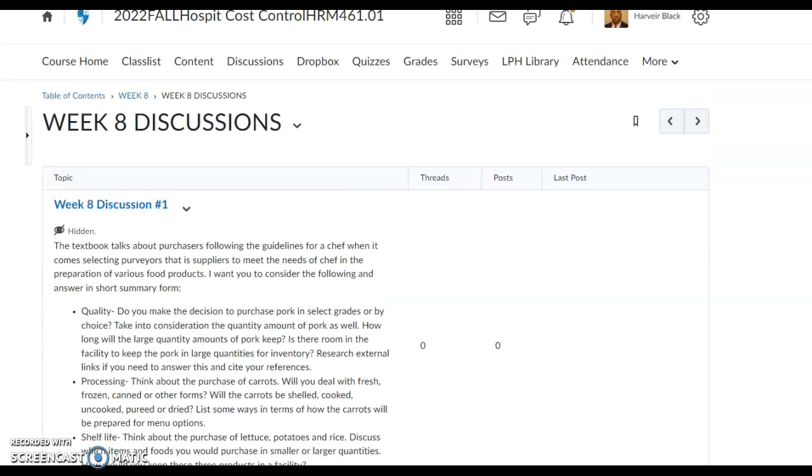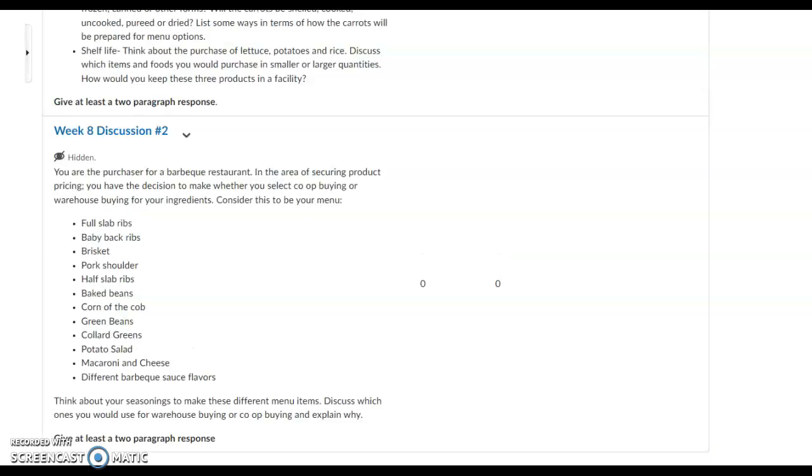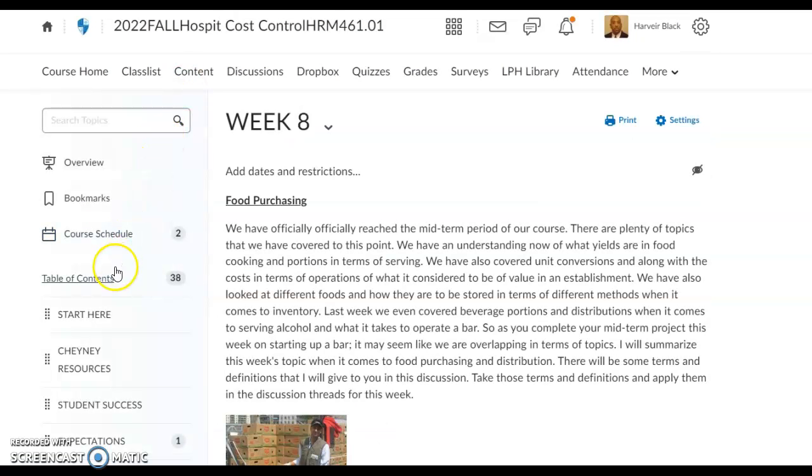Now, your discussion posts, as every week, are going to be due Thursday night. So we're looking at Thursday night, October the 13th at 11:59 p.m. You will complete your discussion post. Okay? And the midterm project will be due Saturday night, October the 15th at 11:59 p.m. Okay, class, so that is the agenda for this week.